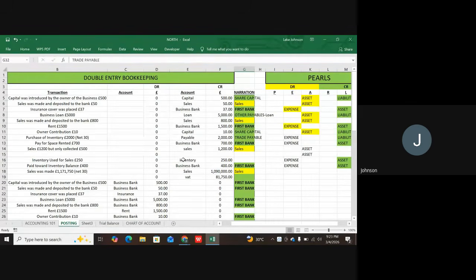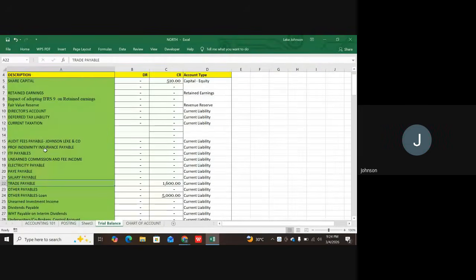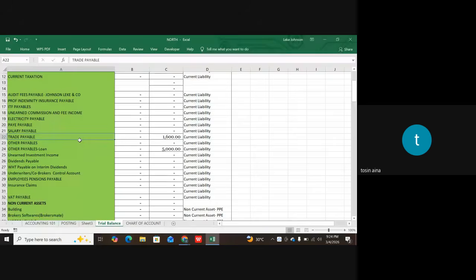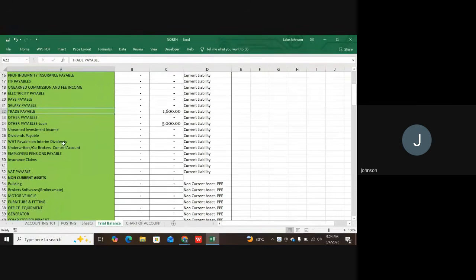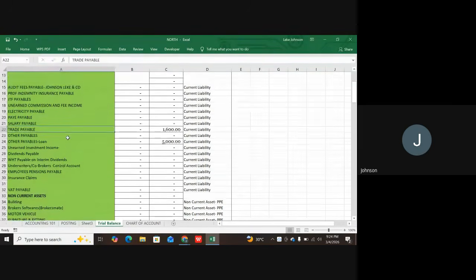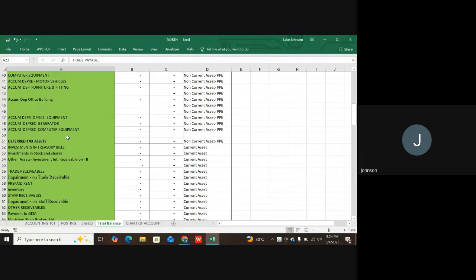So the next thing is inventory. So inventory now, is it an asset or is inventory a liability? It's a current asset. Okay, so inventory is a current asset. Are we going to sit under balance sheet or under profit and loss account? Balance sheet. It's a current asset. Kindly mute your mic.